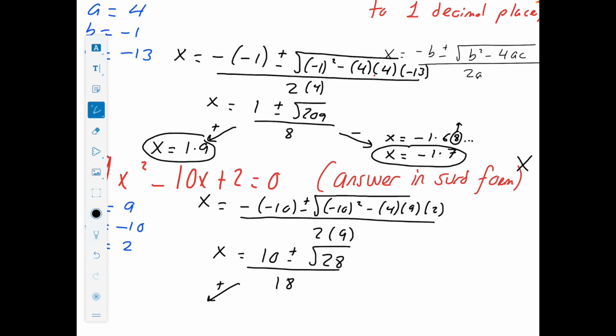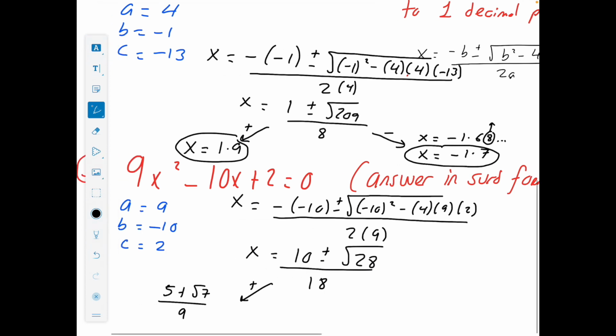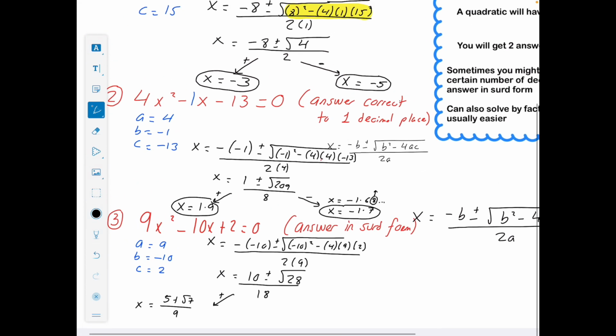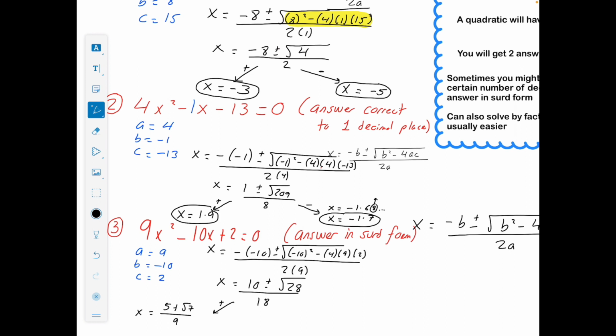So we'll do plus first. So we've x is equal to, so into my calculator, press the fraction button, and I'm going to press 10 plus the square root of 28 all over 18. Now I get 5 plus root 7 all over 9. Okay, now the question said in surd form. Surd form means they want a square root somewhere in your answer. Okay, so I'm not going to change that. I'm not going to press the SD button to change it into a decimal. I'm going to leave it like that. Okay, I know it looks a little bit messy, but that's how they want their answer.